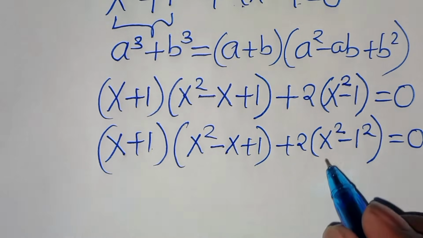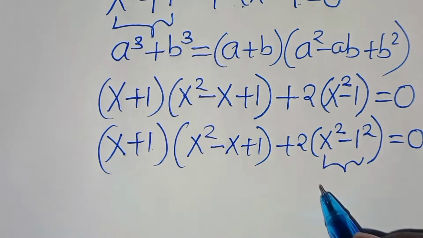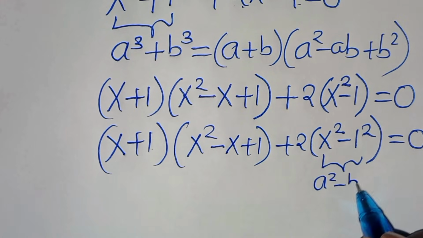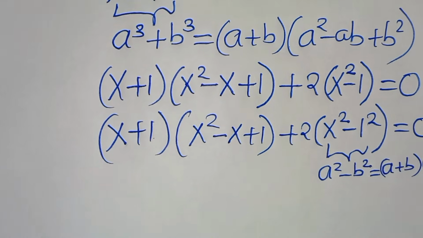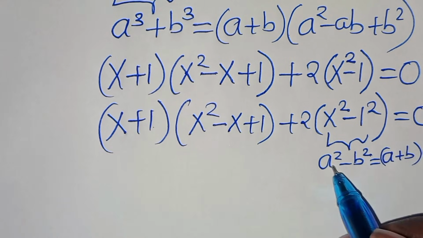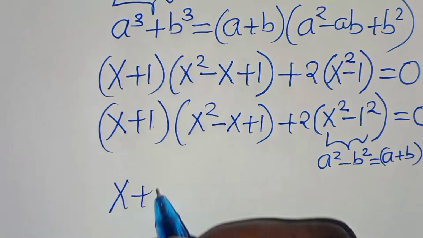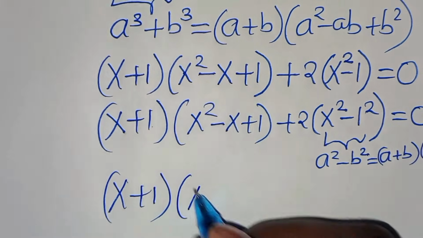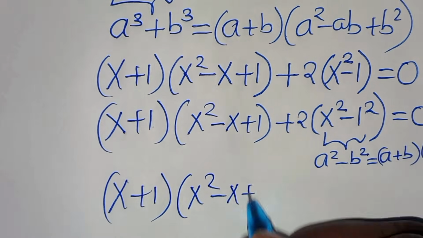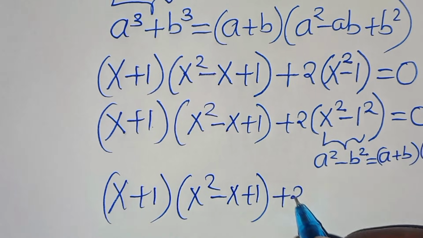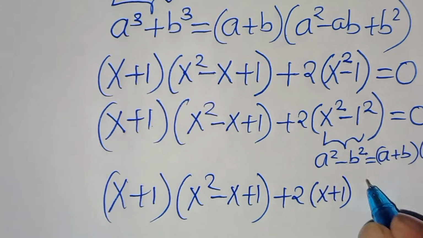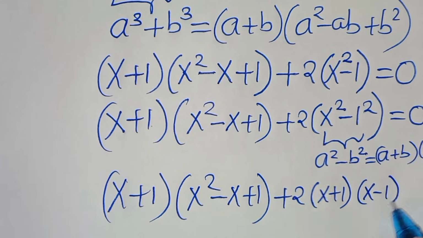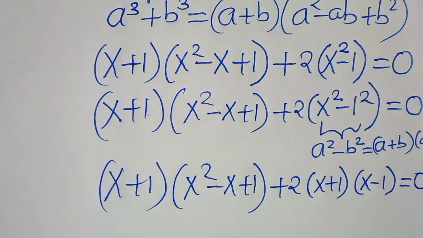The next step is that this particular part you can see here is in the form of a squared minus b squared, and this can be expressed as a plus b multiplied by a subtract b. Now applying this identity, we have x plus 1, x to the power of 2 minus x plus 1, then plus 2 into the parentheses, x plus 1 multiplied by x subtract 1, and this is equal to 0.